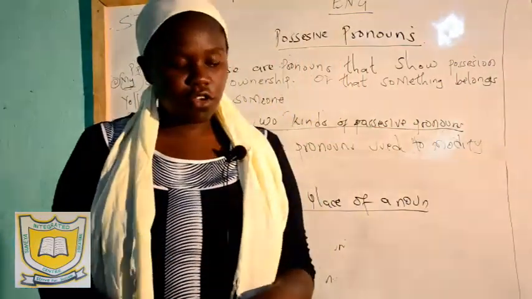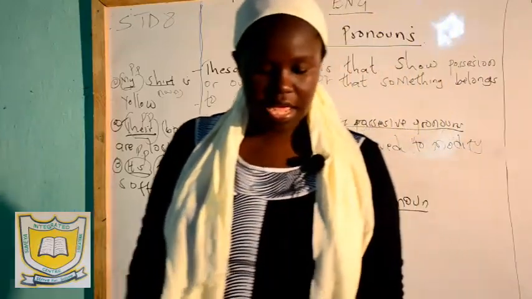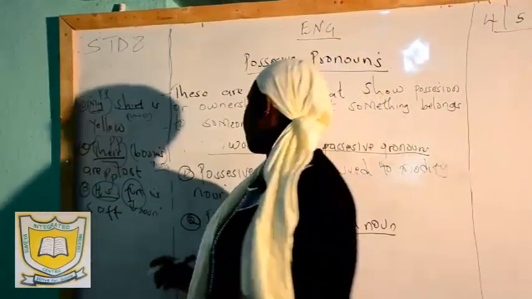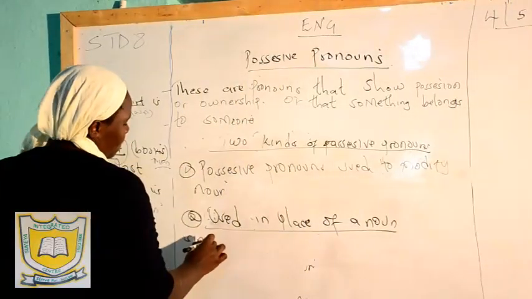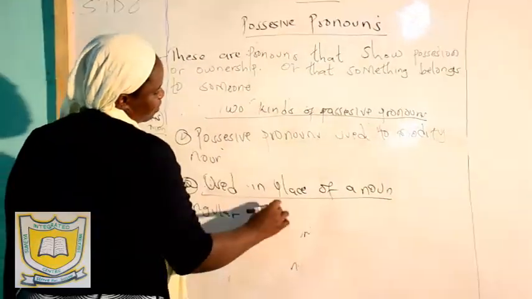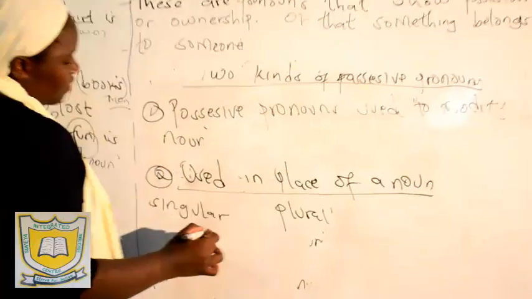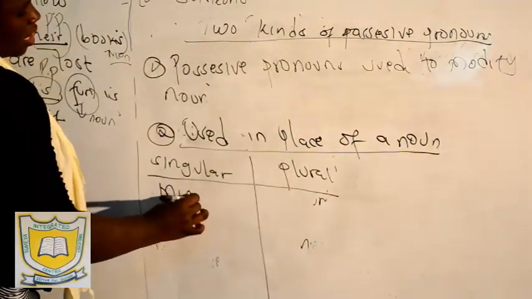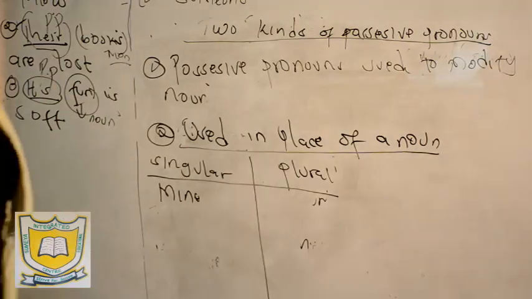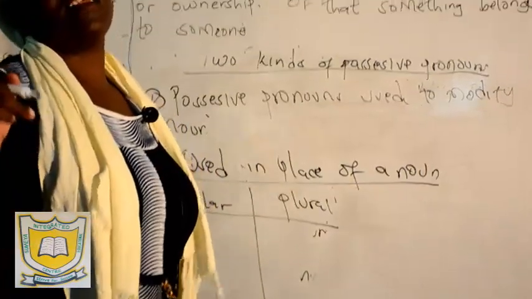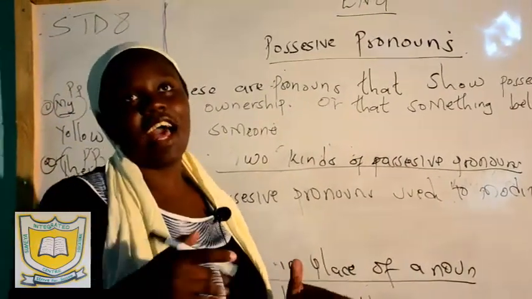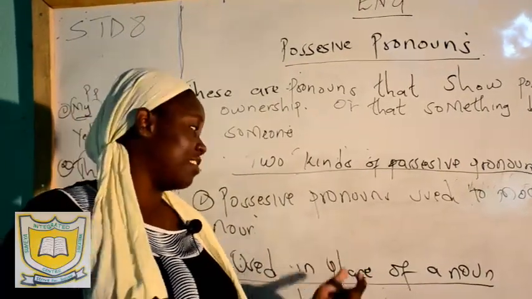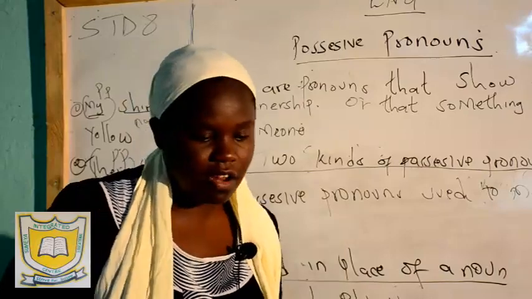So we are also going to divide them into singular, and then we are also going to divide them into plural. So we have singular ones, then we have those that are plural. Singular ones, number 1, mine. Remember, mine is a possessive pronoun that modifies a noun. But mine is also a possessive pronoun used instead of a noun. Used instead of a noun.